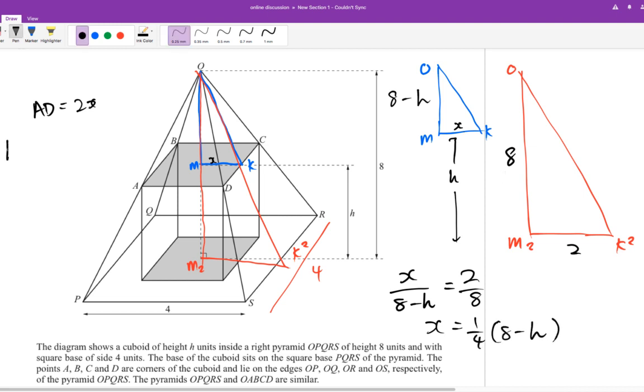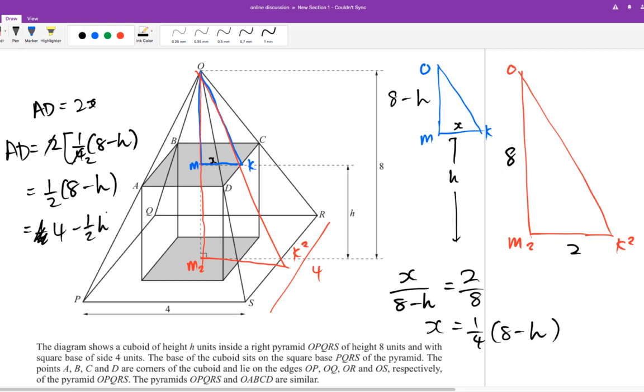So AD itself equals to double of x, 2x, right? So it will be 2 multiplied with 1 over 4, 8 minus h. So I will simplify the 2 here, so it will be half of 8 minus h. If you want to substitute it in, yeah, you can do that. So you will get half multiplied by 8 is 4 minus half h. This is AD, because the question asks you to find the expression of AD.